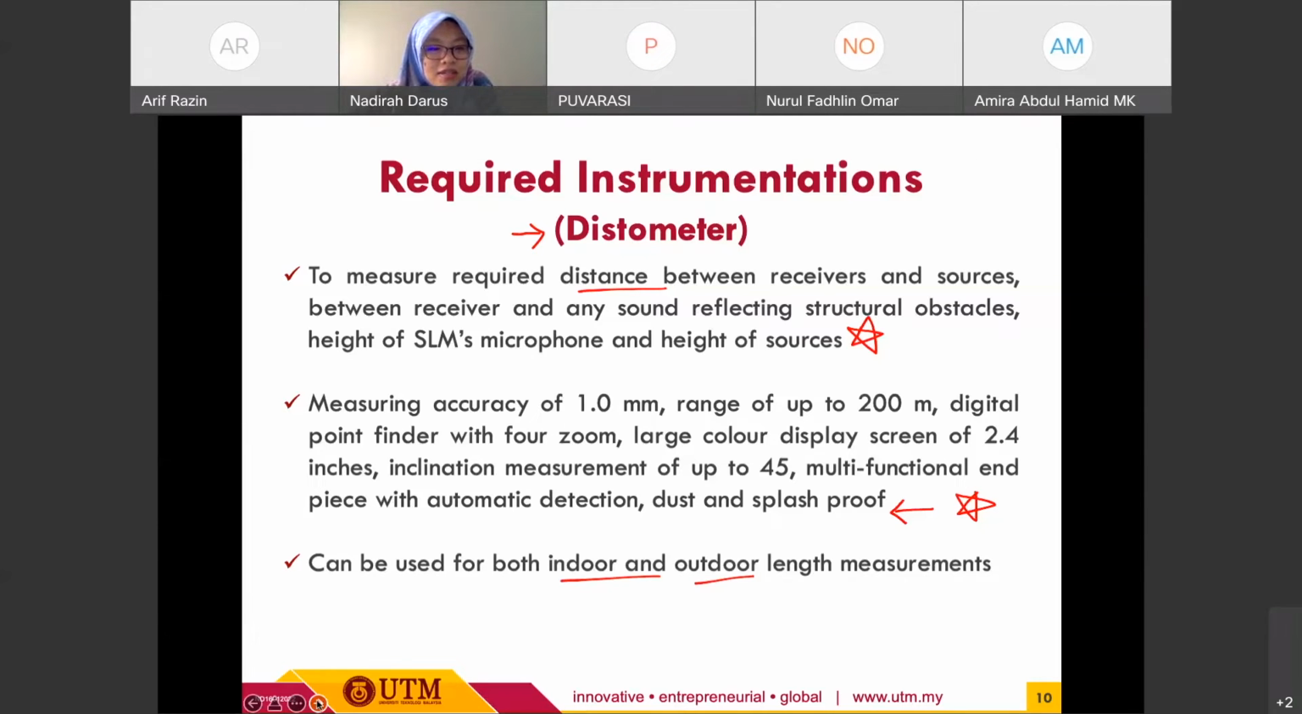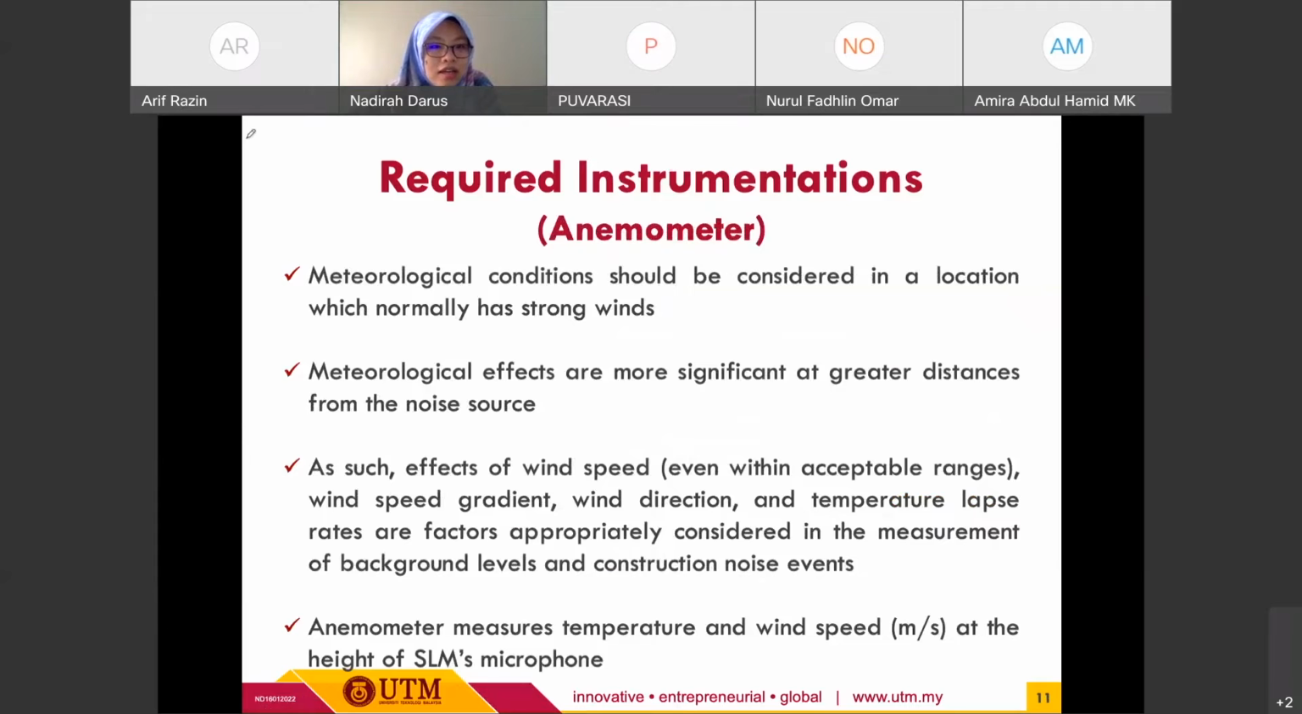So hopefully it's clear. Okay, apart from what we already have, the sound level meter, its calibrator and this meter, we have another one which is the anemometer. Another required instrumentation for the noise measurement. Basically, most of the time we use the anemometer for outdoor noise measurement. For our case, we need this because we are covering construction noise, which is outdoor.